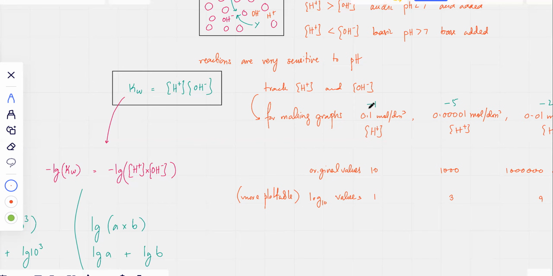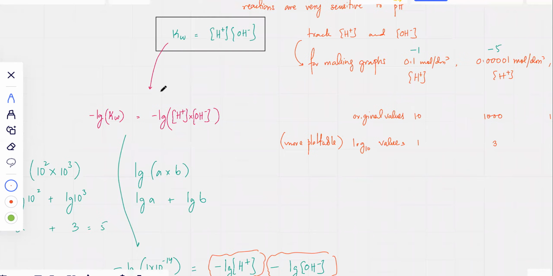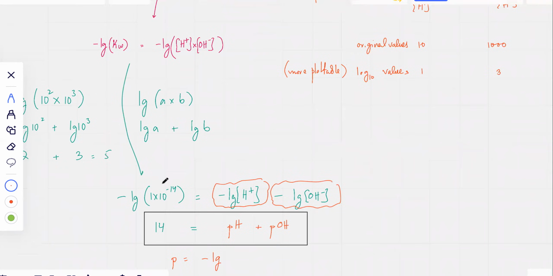So instead, you turn everything into log. You express everything in the powers of 10. So you take the same expression, you take the negative log of everything, and the same expression turns into this. The negative log of your constant is 14. This is known as your pH. This is known as your pOH. So you get another expression, which is pH plus pOH is equal to 14, where P stands for the negative log. Whenever you see P, that means negative log of something.